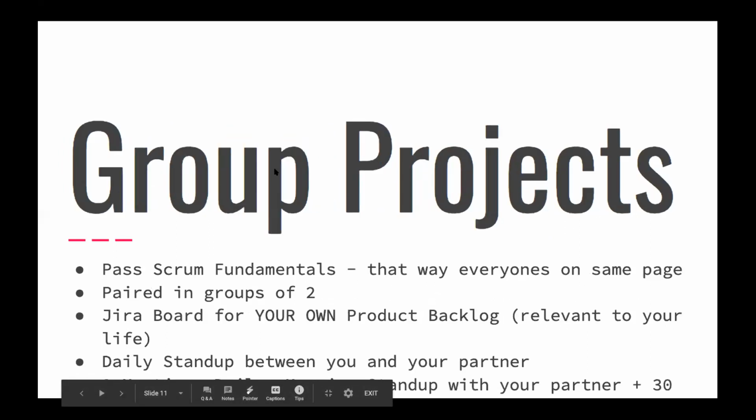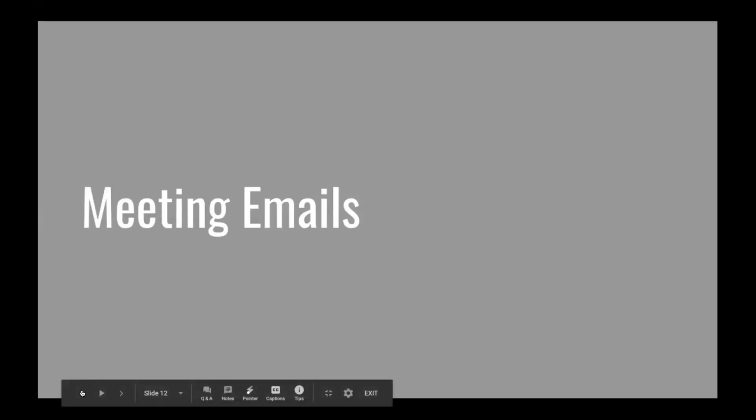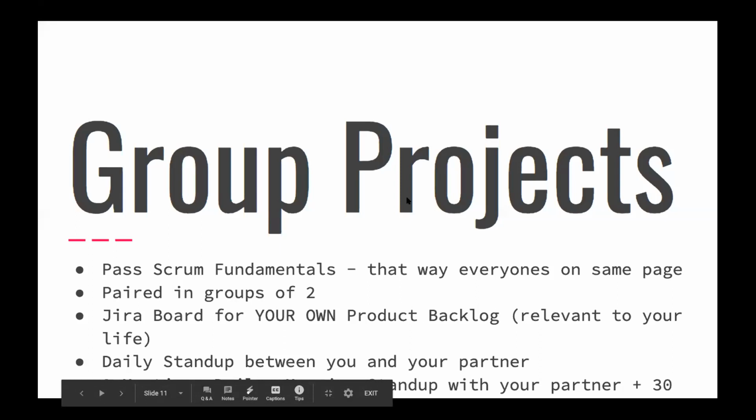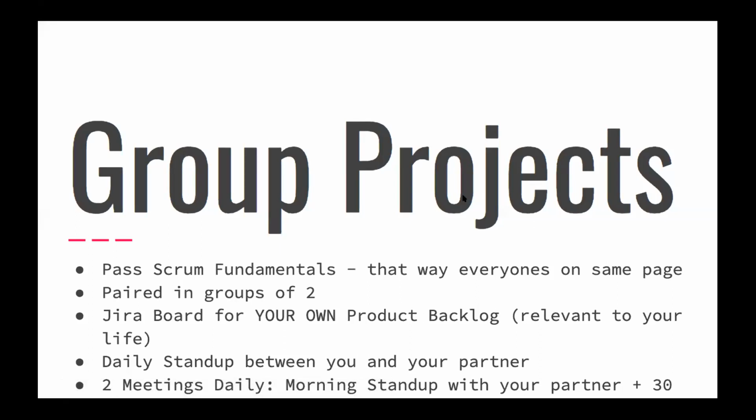All right, so like I said, group projects. You're gonna have to pass this course. You guys will be paired in groups of 2. When we do the group project phase in November, you're gonna have your very own instance of the Jira application. I'm gonna set you guys up with your own Jira board, your own Kanban board, legitimate, like the same stuff we use in the real world. You're gonna be creating your very own product backlog that's relevant to your life.